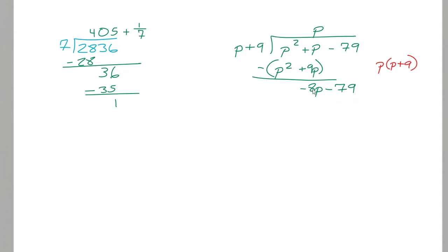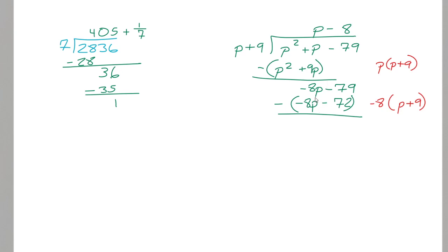So now we need to look at, what do I need to multiply p by to get to negative 8p? I'm going to multiply that by negative 8. So we're going to take negative 8 and multiply that by p plus 9. Negative 8 times p is negative 8p. Negative 8 times 9 is negative 72. And we're going to subtract.